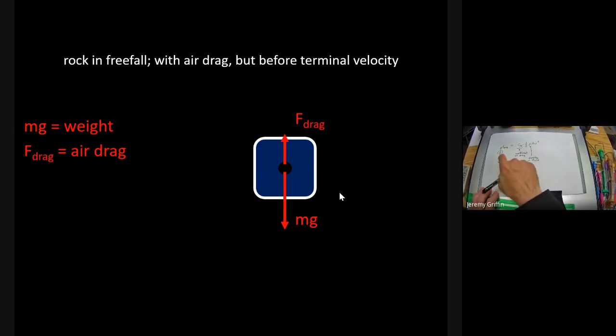How about this? If this rock were falling through air versus falling through water, do you think the drag force is going to be a lot more through the water? Yeah, a lot more. In fact, it's going to be about 1,000 times as much because water is about 1,000 times as dense as air. So 1,000 times the density, 1,000 times the drag. What do you think that this A stands for?